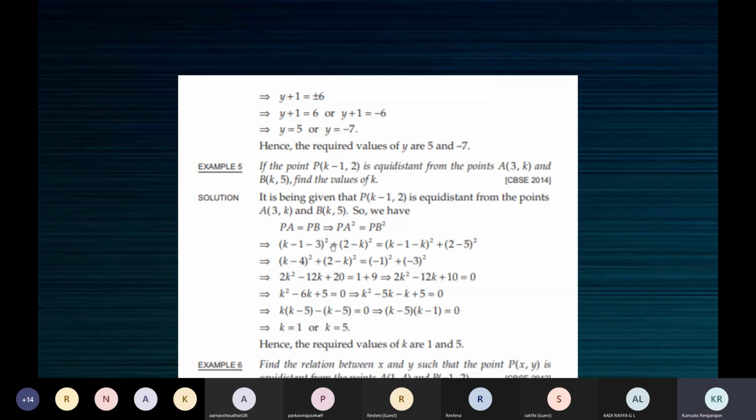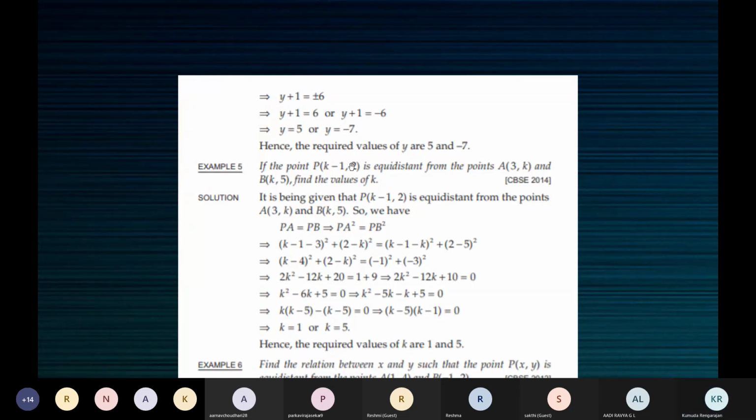x2 minus x1 the whole square plus y2 minus y1 the whole square. For PA square is equal to PB square, for that, take the points P and B.